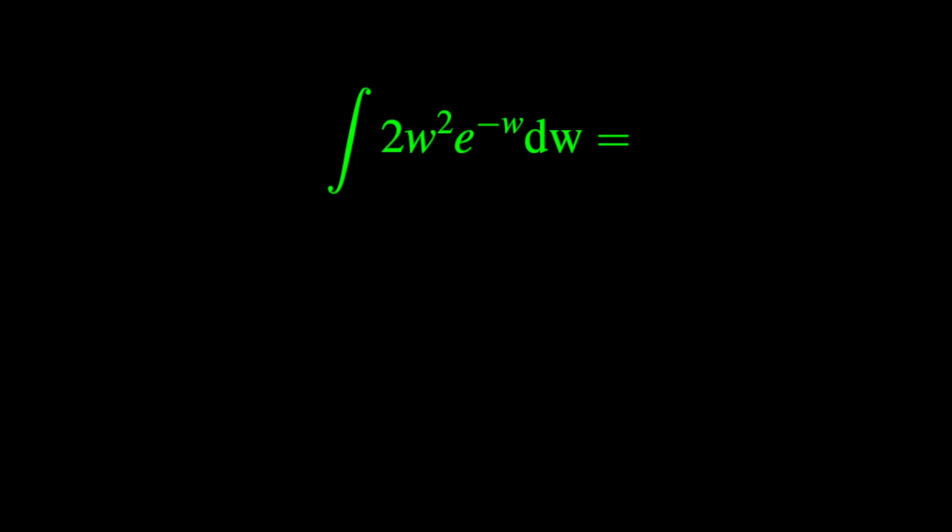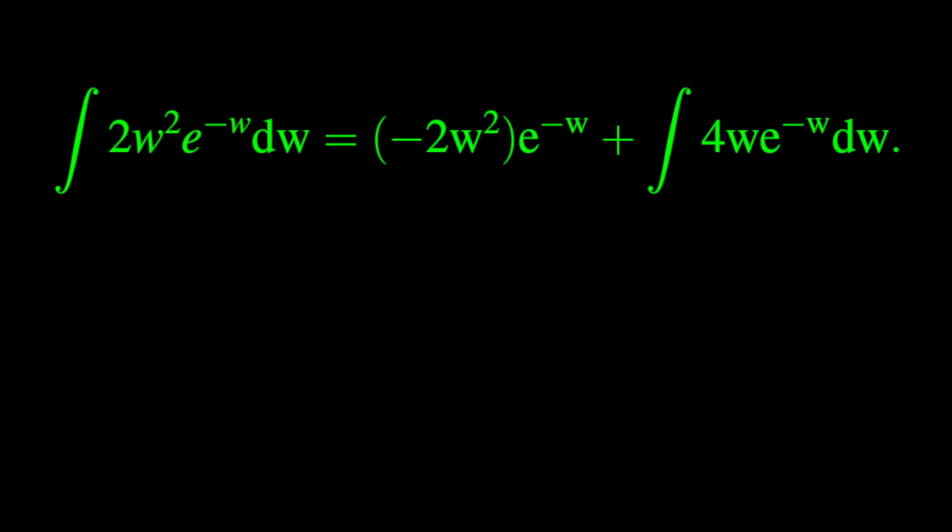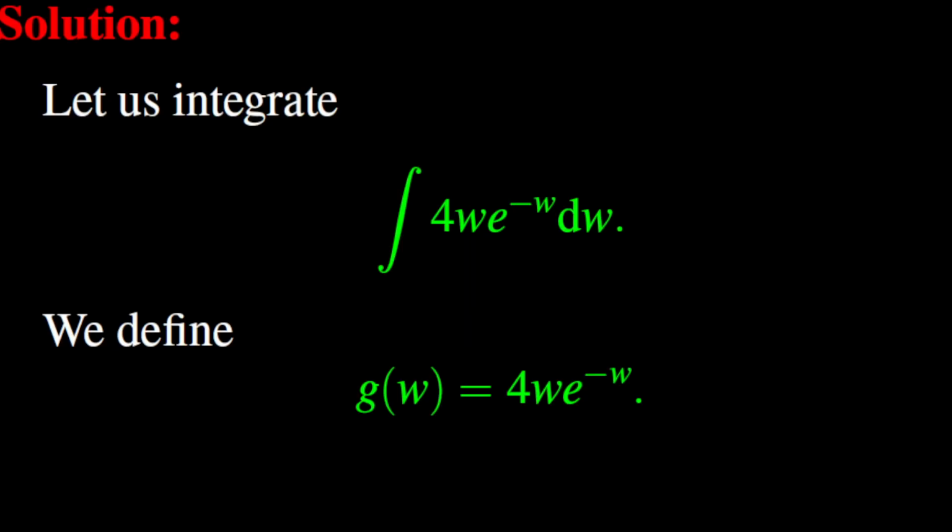Lastly, the integral of 2w square times exponential of minus w dw is equal to minus 2w square times exponential of minus w, plus the integral of 4w times exponential of minus w dw. Consequently, we still have to integrate 4w times exponential of minus w, using integration by parts. Let us integrate the function 4w times exponential of minus w.